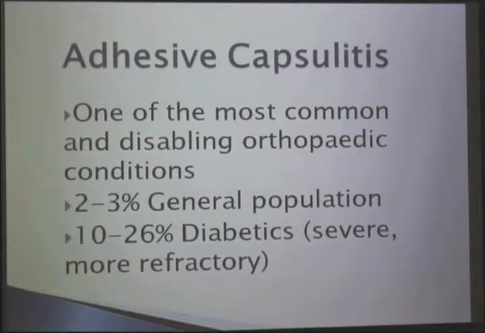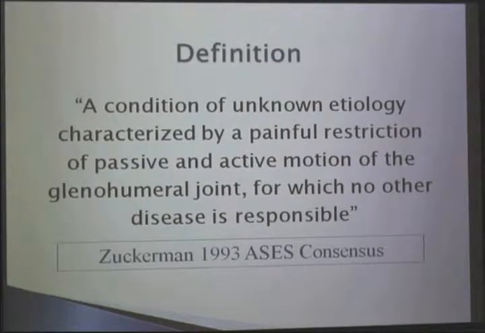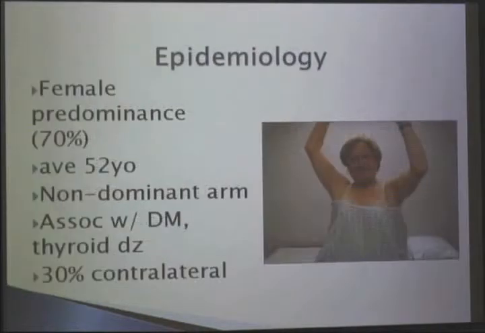It's one of the most common and disabling conditions that we see in the office. As Dr. Ash just told us, 2 to 3% of the population, and certainly greater in the diabetic population. Zuckerman put this together in a way that I think is a good consensus statement: a condition of unknown etiology, with painful restriction in passive and active motion, for which there's no other cause, i.e. arthritis or septic joint, etc., responsible.